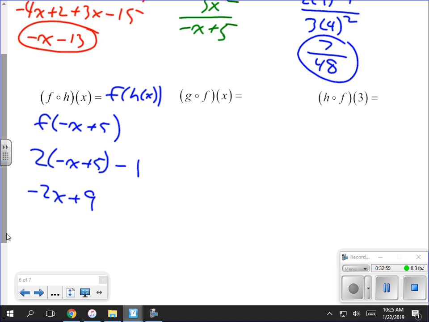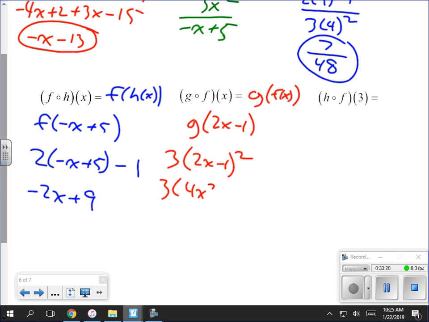g composed with f of x is g of f of x. So that's g of 2x minus 1, which is 3 times (2x minus 1) squared, which is 3 times (4x squared minus 4x plus 1), which is 12x squared minus 12x plus 3.